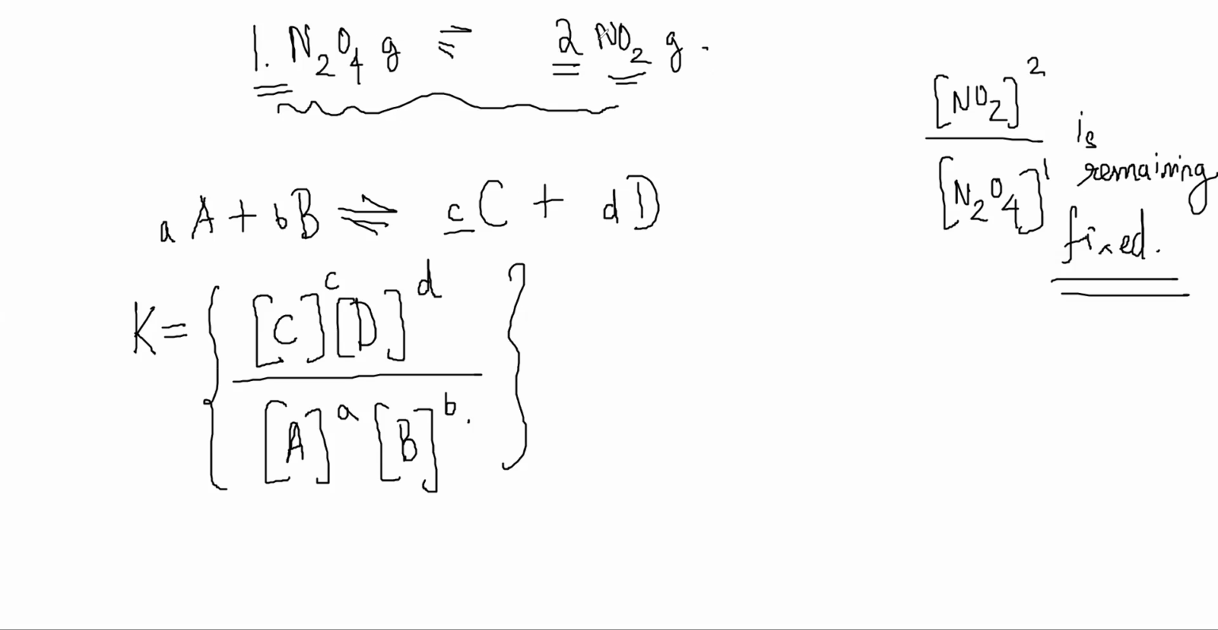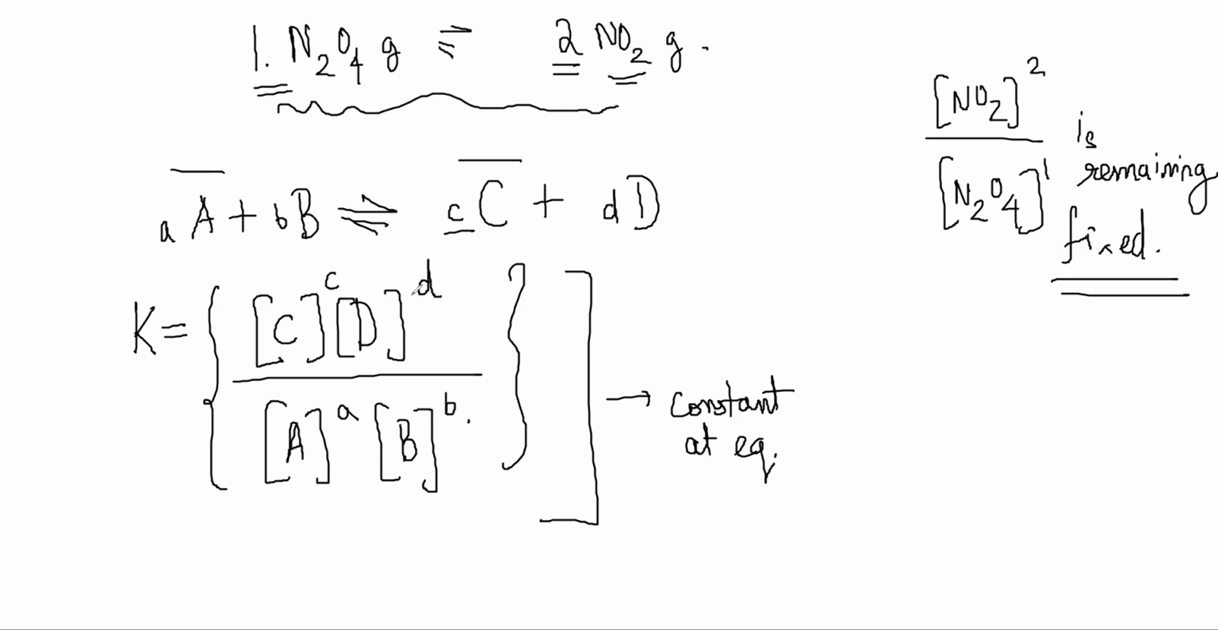The product comes first in the numerator, the denominator has the reactants, and every species that is present in the reaction, you have to raise it to the power of its stoichiometric coefficient. Experimentally, it turns out that this value is constant at equilibrium no matter what you start with. You could have started with something else here and here, right?